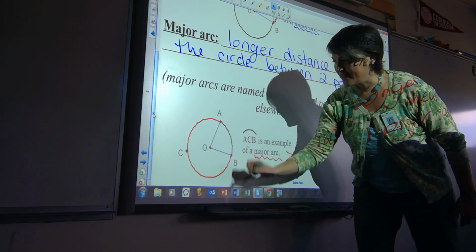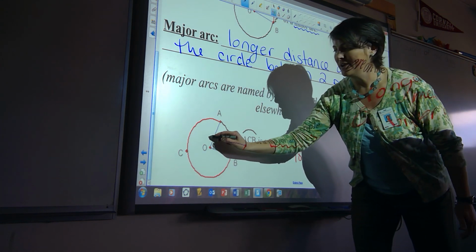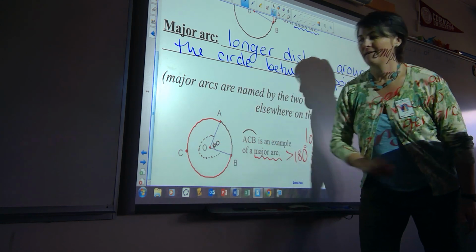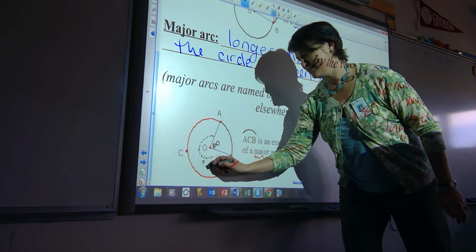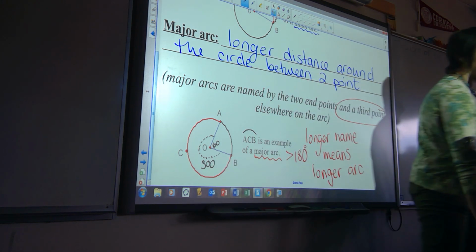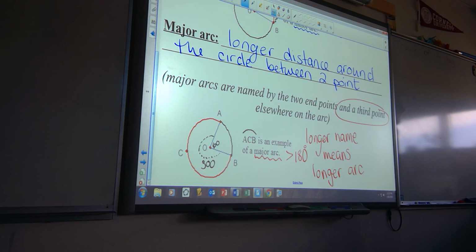So if I tell you that this is 60 degrees, how big is this arc here? 300 degrees. Okay, that would be a 300-degree arc.